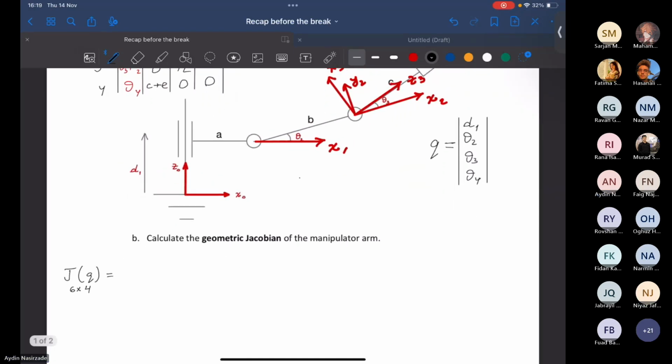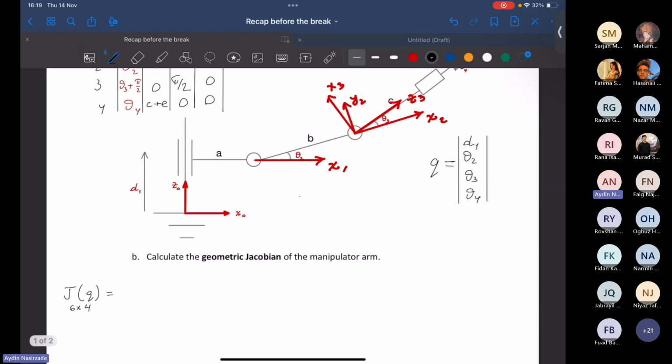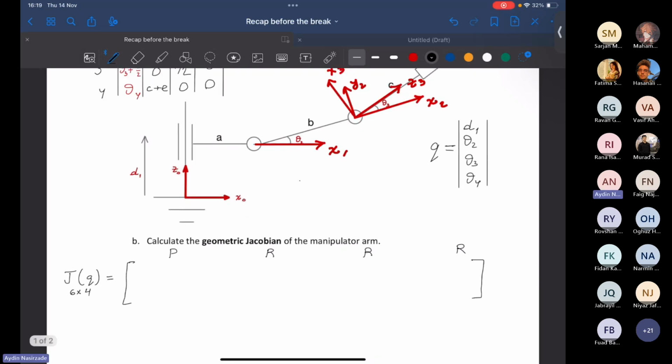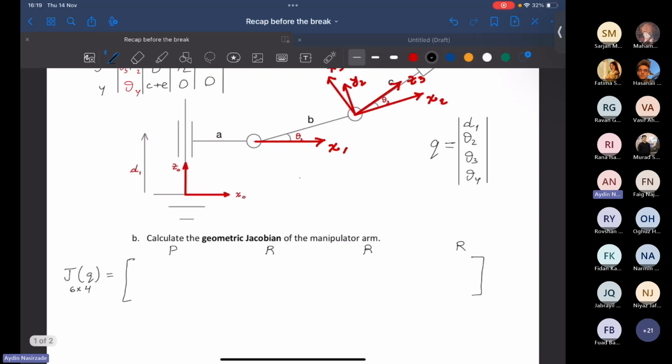Okay. So the first column will correspond to the prismatic joint here. The next ones will be revolute joint contributions. So it's going to be the matrix. Prismatic joint, and the first three rows basically contain all the contributions. I'm talking about this one, right?